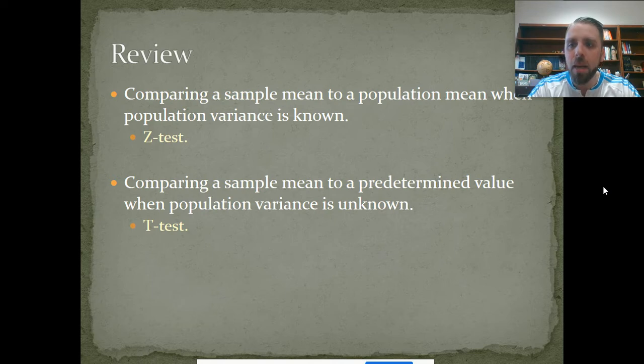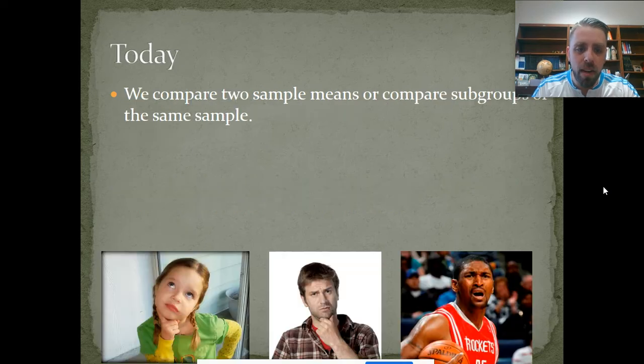Just one mean compared to a value, and we were then able to use an estimated standard error, right? S of X bar instead of sigma X bar. And that's something that allowed us to still do generally the same things, but it was all constructed around this estimate of the population variance. Now, here's what we do today.